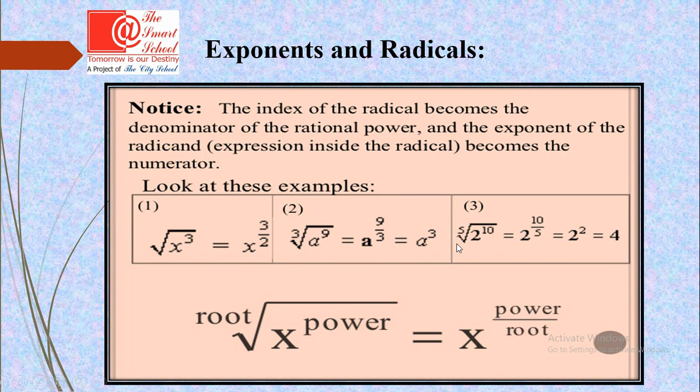Now here 5 and then 2 power 10. So 10 will be the numerator and this 5 is the denominator. When we simplify it, it will be 2 square, so it is equal to 4. So the rule is written as the nth root of x power m is the same as x power m upon n, power upon root.